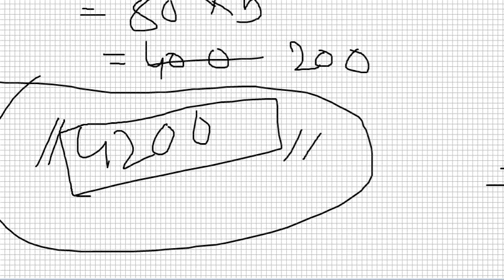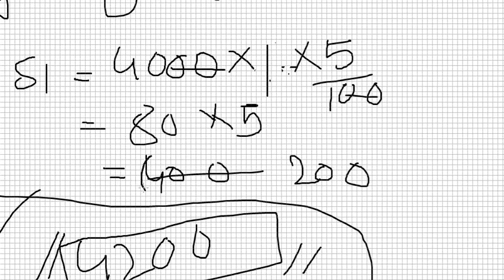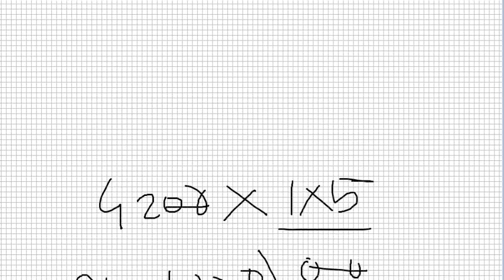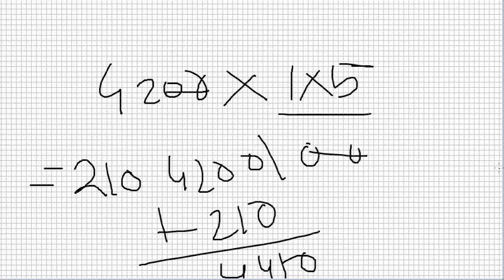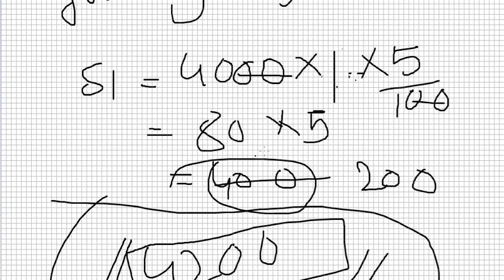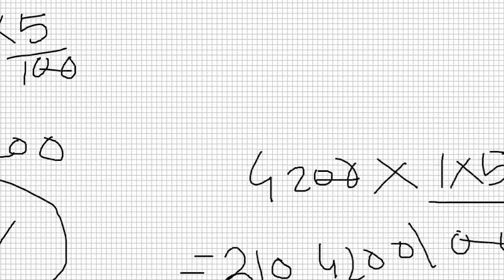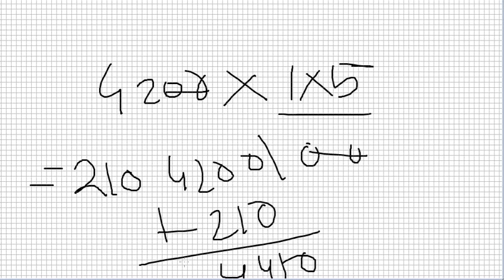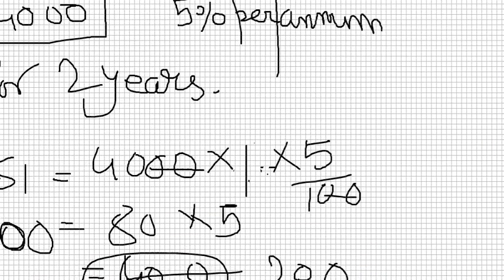So what do we get here? For 2 years with simple interest we got just 400 rupees, and the total amount will be 4400. But in case of compound interest, we are getting 4410. So this is the difference.